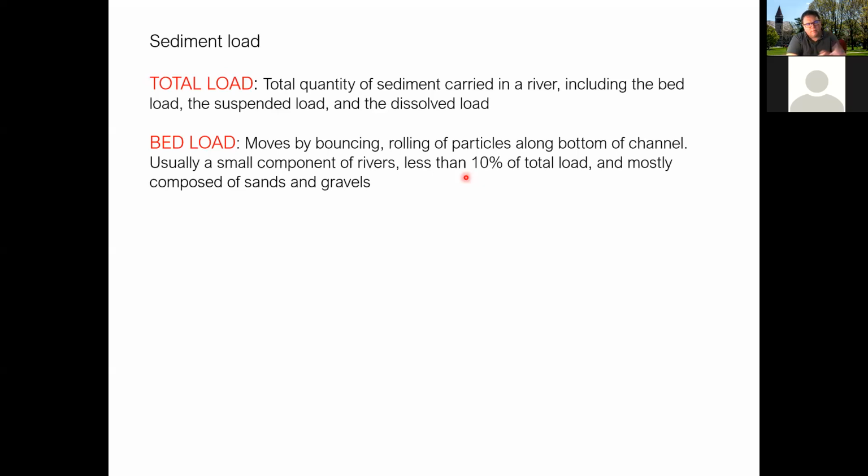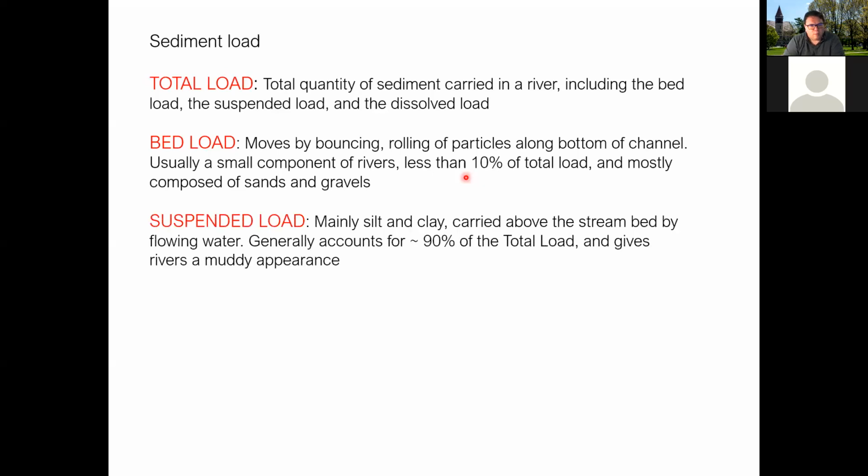It can be bounced along the bottom, but it's really hard to imagine situations where big particles can be moved without incredibly rapid volumes of water. And in most cases, the water is moving too slow for the bed load to be more than bounced along the bottom here and there. What becomes important in that Stokes settling velocity consideration is the suspended load.